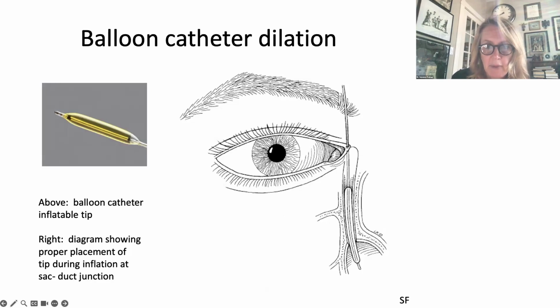So here is a picture of the placement of the balloon catheter. You can see on the right, you want that balloon in the duct and then extending through the valve of Hasner area into the inferior turbinate of the nose. And then the little picture on the left shows the inflated balloon catheter. So you place it uninflated when you get it into the correct position, which you can use a nasal endoscope to verify this. Then you inflate several times, holding it for a number of seconds each time to allow dilation of the tissues. Next.